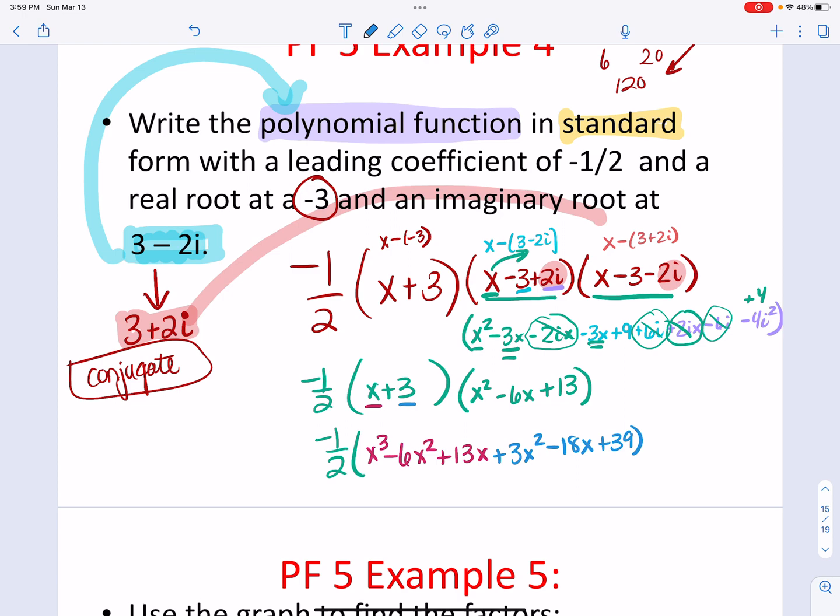So I would have a negative 1/2 x cubed. That takes care of that one. I have a negative 6 and a positive 3, so that's a negative 3x squared, but I'm multiplying it by a half, so negative 1/2.